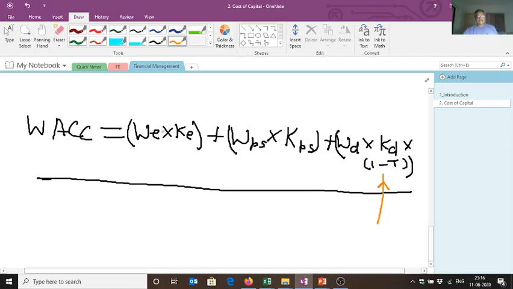So this is the complete formula, and I have tried to explain to you what is cost of capital. I hope the concept is clear to you.